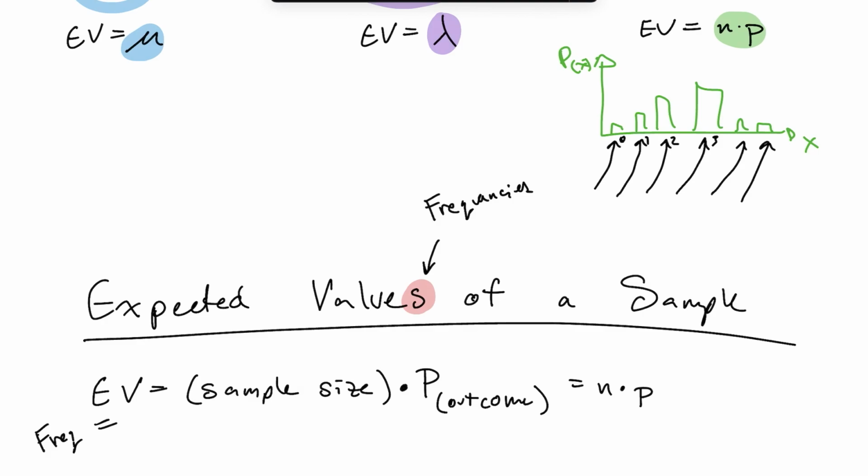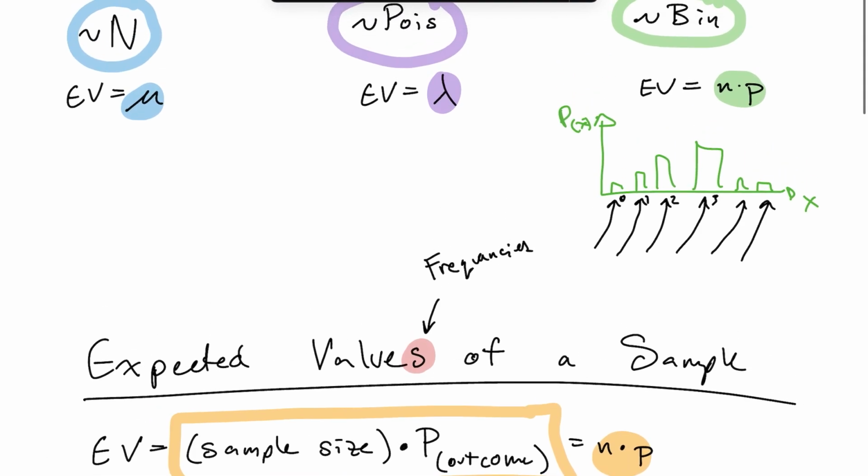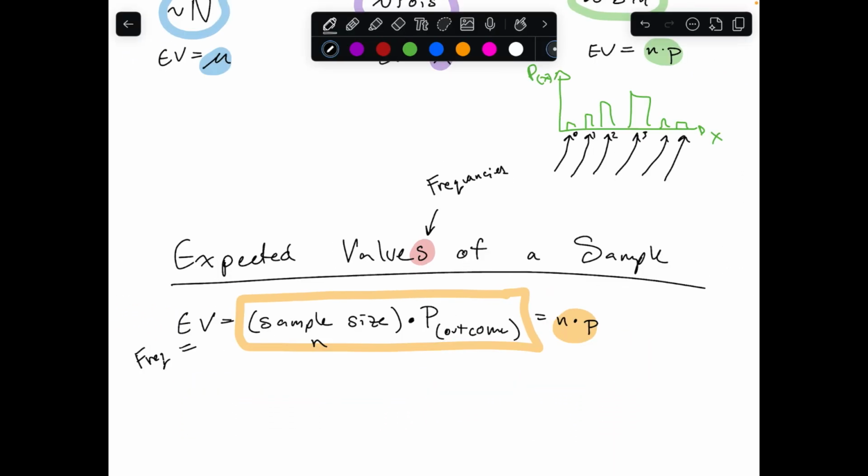So you could write that the frequencies equal this. The formula here, regardless of what type of distribution you're using, is the sample size times the probability of a particular outcome. That is also written as n times p. We don't want to confuse this with the n times p up here, because the n in a binomial distribution is different than the n in a sample size. That's a different n, and we'll see an example that hopefully clarifies that.